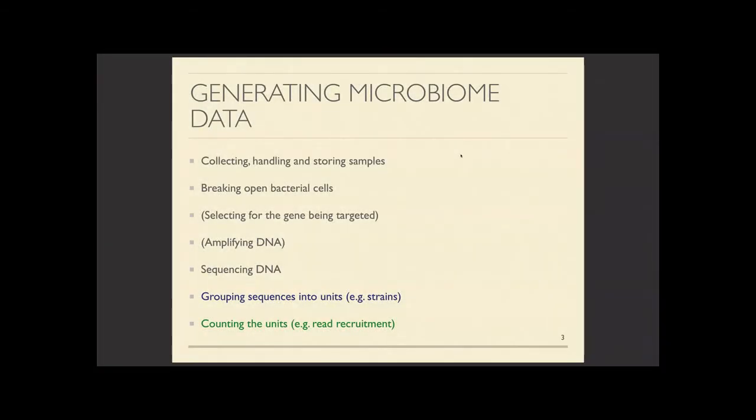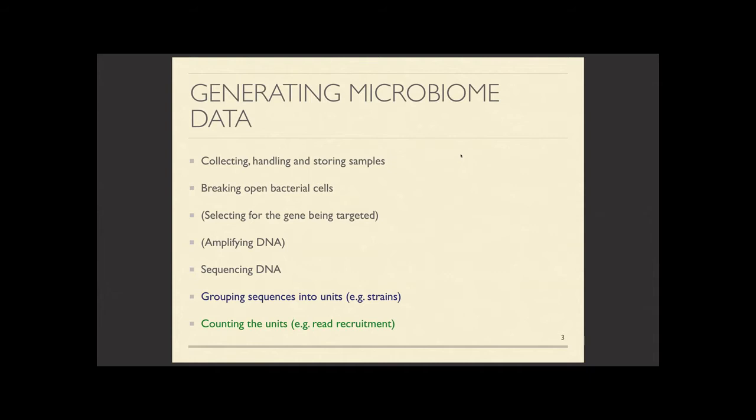and then fits in the step that we heard a lot about this morning, this grouping of sequences into units, maybe strains or genomes. And often what comes next is some form of counting the abundance of those sequences. So maybe that's mapping reads to our assembled genomes, maybe that's counting amplicon sequence variants in a marker gene setting. Maybe there'll be some sort of read recruitment step.